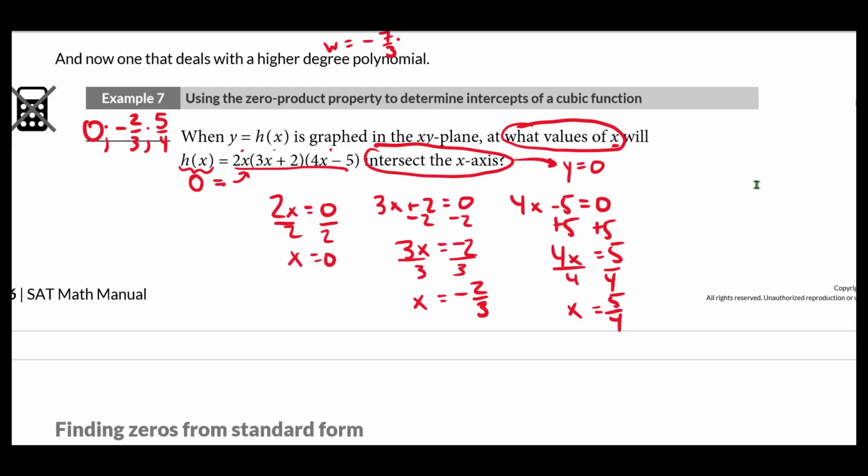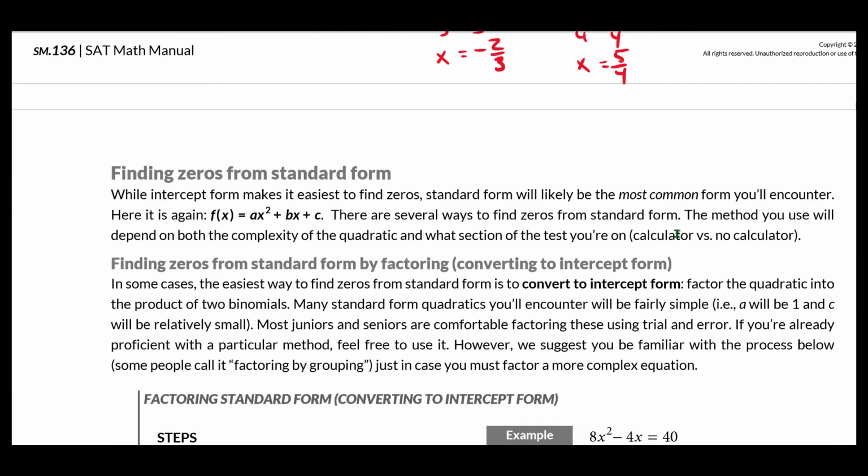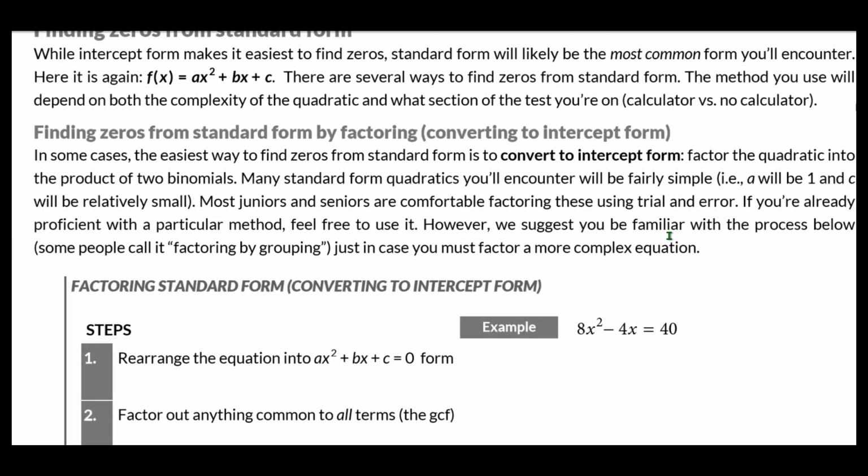So as of this point, we now know how to find zeros from a graph. We find the x-intercepts. We know how to find zeros from intercept form, both in the simple case where the coefficients of x are 1, and then when it gets a little bit more complicated and we have non-1 coefficients. The next thing we need to discuss, at the top of the next page, is finding zeros from standard form.